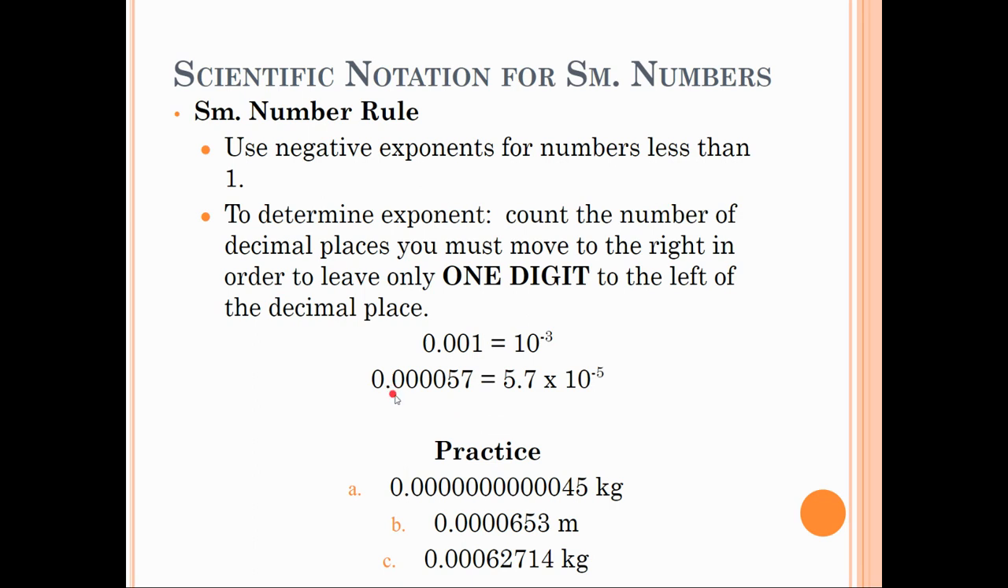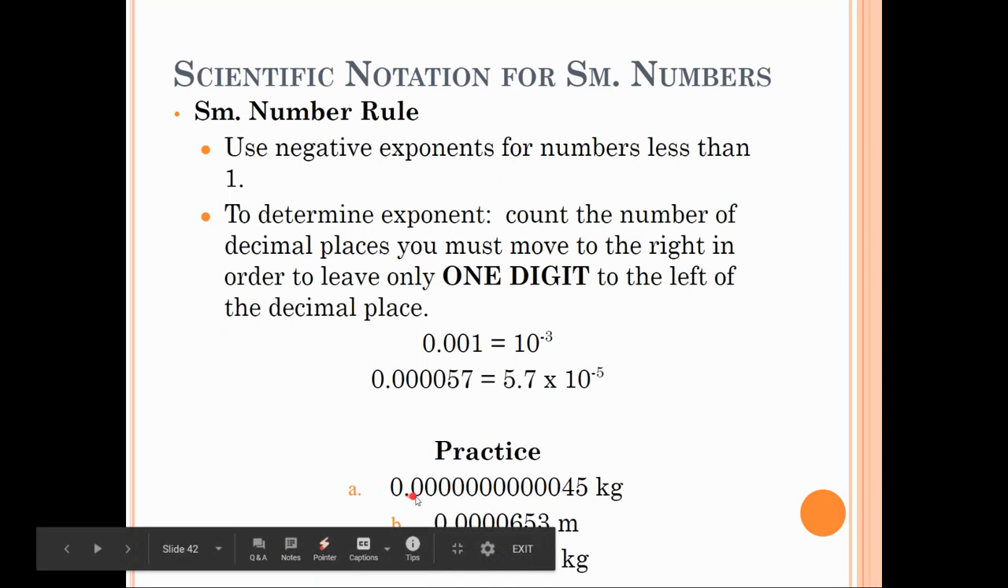So if we look here, 1, 2, 3, 4, 5. The decimal ends up between 5 and 7. One digit to the left of the decimal. 5.7 times 10 to the negative 5. Okay, all right. So we can go on down this line here, and we'll end up with the decimal here, times 10 to the negative whatever space that is, and then on down to the next one, okay?